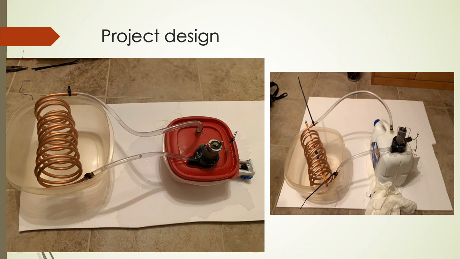You see here the plastic tube connected to the water pump and from there to the copper coil, and the water is going in a cycle. And the second container, the big container, is where the water is going to be gathered. On the right, I tried to use a milk jug, but it didn't work. It failed, so I just used the food container instead.